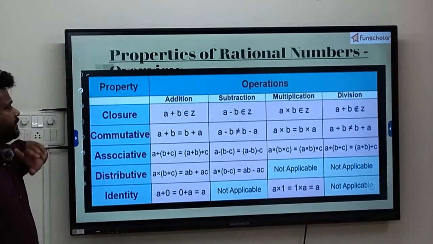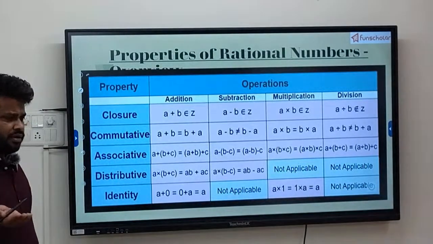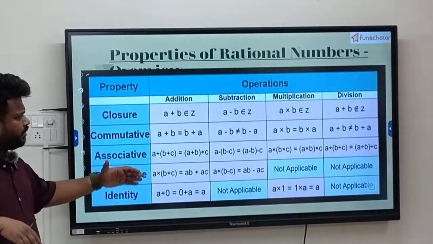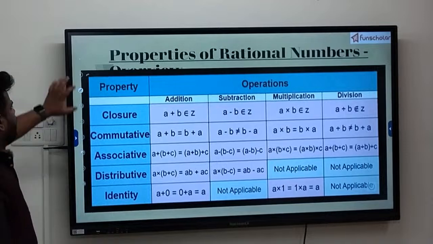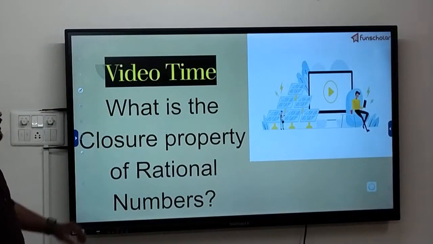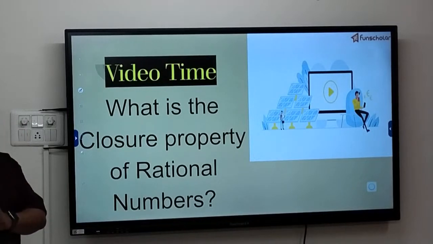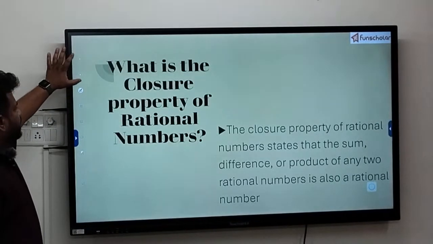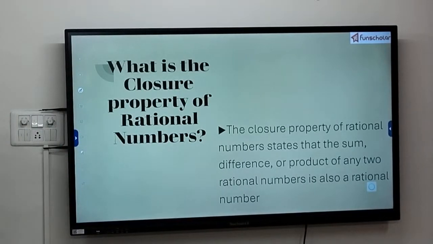You can write it down, or you can see it in the app. There are so many videos easily accessible in the app. Okay, next, see the definition and say it if you have any doubt. Any doubt?